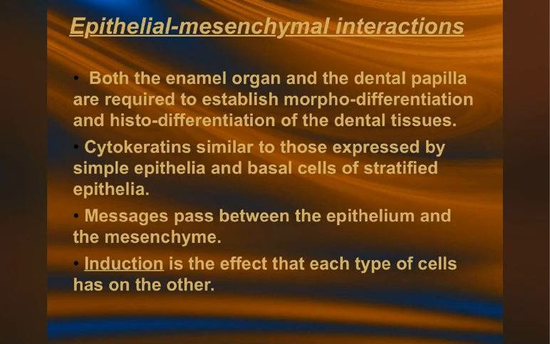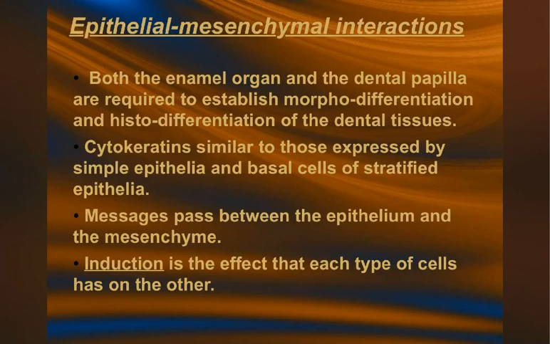Epithelial mesenchymal interactions. Both the enamel organ and the dental papilla are required to establish morphodifferentiation and histodifferentiation of the dental tissues. Cytokeratins similar to those expressed by simple epithelia and basal cells of the stratified epithelia. So the types of cytokeratins expressed by the epithelia of the enamel organ, especially the internal enamel epithelium, are similar to those expressed by simple epithelia and the basal cells of stratified epithelia.